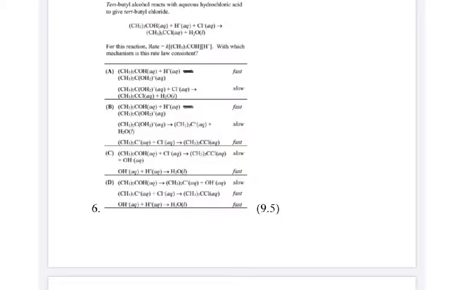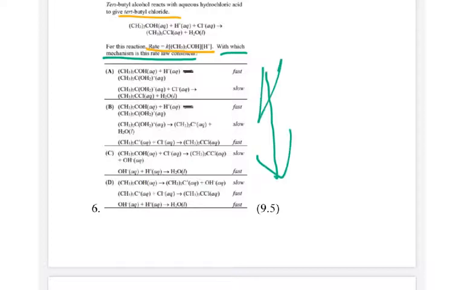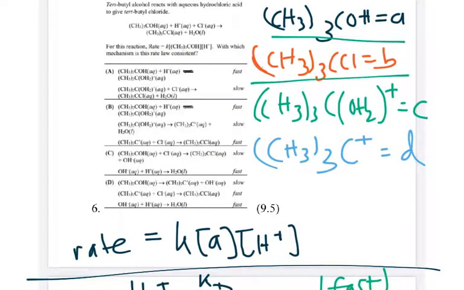Next question. Tert-butyl alcohol reacts with aqueous hydrochloric acid to give tert-butyl chloride. So the rate is equal to K times the concentration of (CH3)3COH times H+. So with which mechanism is this rate law consistent? So we have to go down the list and see which one works. Now, especially for chemicals that are very large and complicated, I'd like to substitute them for letters. So I labeled each chemical with their own letter, and that made things easier.